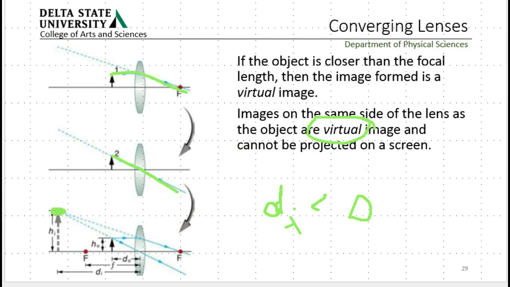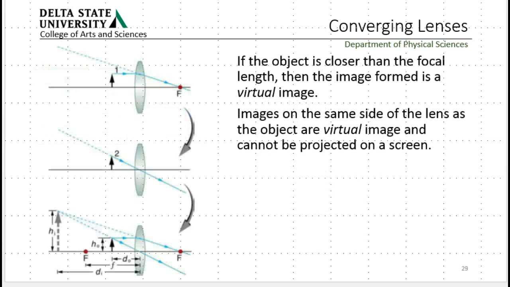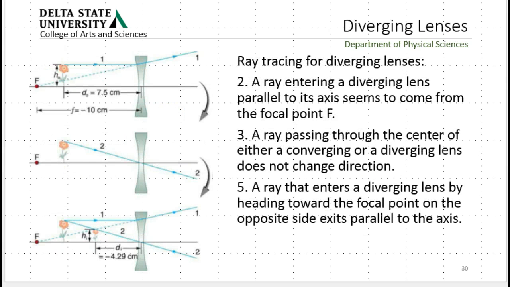Back to our equation: 1 over DO plus 1 over DI equals 1 over F. DI is negative in this case. Since DO is less than the focal length, 1 over DO is greater than 1 over F, so 1 over DI has to be negative.